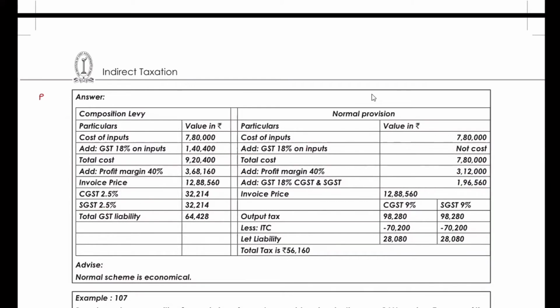Shivam, yes. Output tax 98,000 has been calculated on 12,88,000. Yes, invoice price only. And what about the 7,200? 7,200 is the input cost on this one.